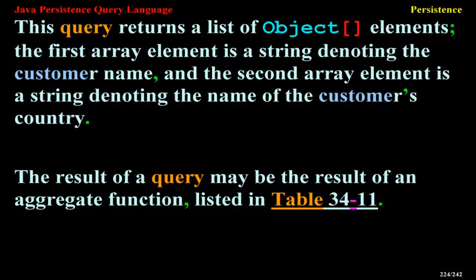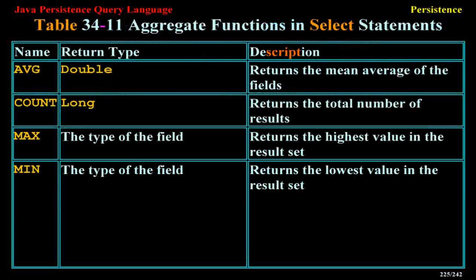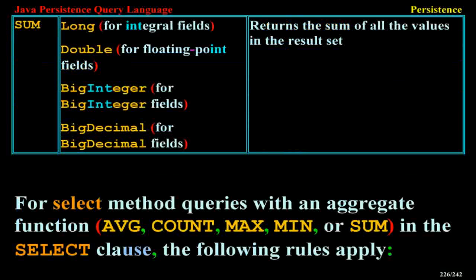The result of a query may be the result of an aggregate function, listed in Table 34-11. Table 34-11, aggregate functions in SELECT statements. AVG returns Double, the mean average of the fields. COUNT returns Long, the total number of results. MAX returns the type of the field, the highest value in the result set. MIN returns the type of the field, the lowest value in the result set. SUM returns Long for integral fields, Double for floating point fields, BigInteger for BigInteger fields, and BigDecimal for BigDecimal fields, the sum of all the values in the result set.